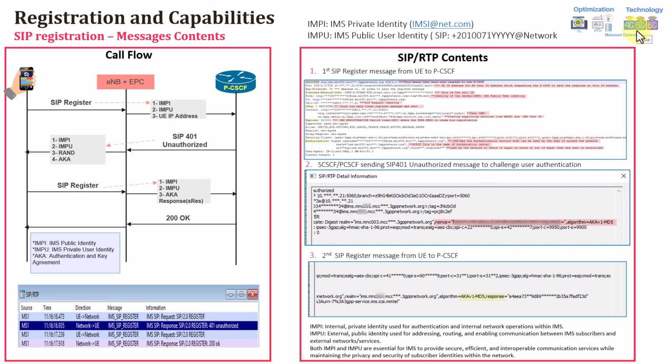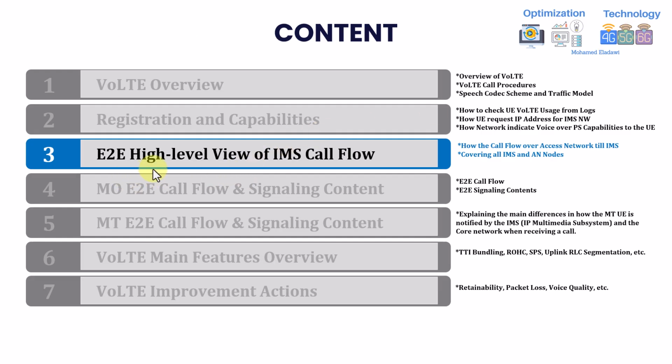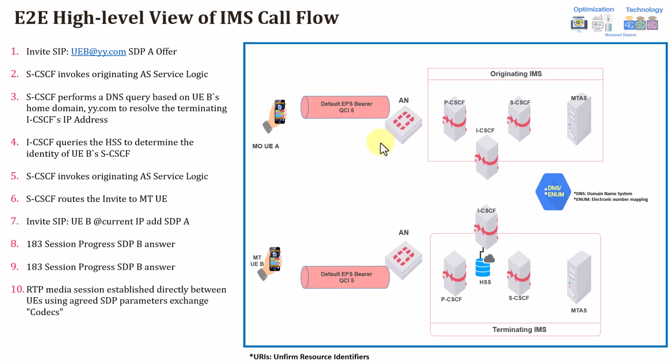Now let's move to the last part of this session, which is a really interesting part. This last part covers the end-to-end high-level call view. So let's go through it and see what we have. Here we're going to explain the high-level call flow of the mobile originating. This is very important. Assume in the network you have user A and user B. The first one is originating and the second one is terminating. Here it's classified: this is the originating IMS, this is the terminating IMS, and this is the access network, which is the eNodeB and so on.